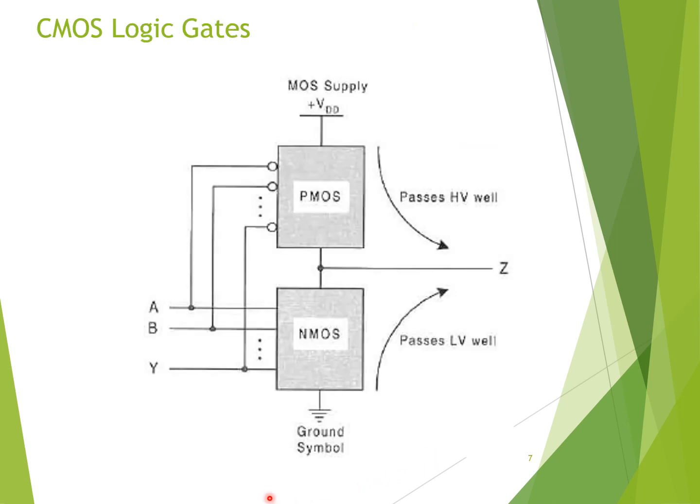So this is the block diagram representation of a CMOS logic family. CMOS, as I told you, is a combination of PMOS and NMOS. Whatever is represented with a bubble at the gate terminal, we call it PMOS.